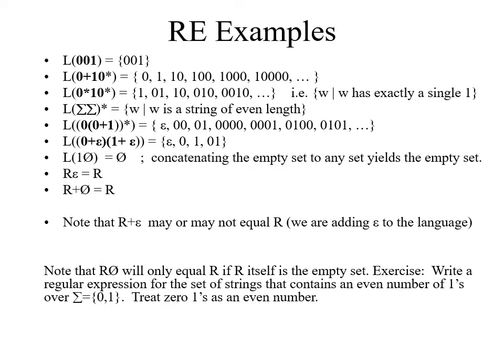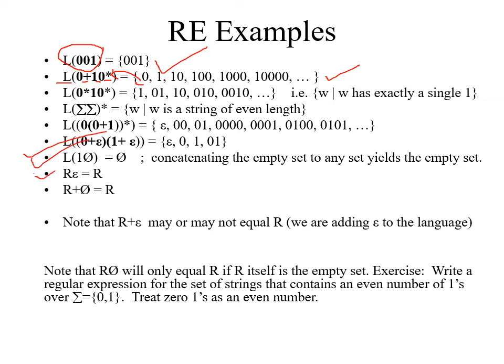Now these are examples of regular expressions. If we have a language like 001, then this is a regular expression. If we have 0 plus 1 0 asterisk, it has first the union operation, then the concatenation operation, then closure. These are the possible patterns which will be followed by, or accepted by, this language. Similarly for this one.